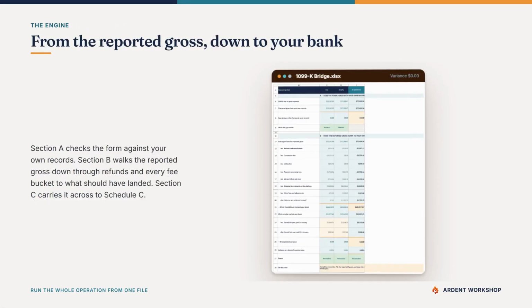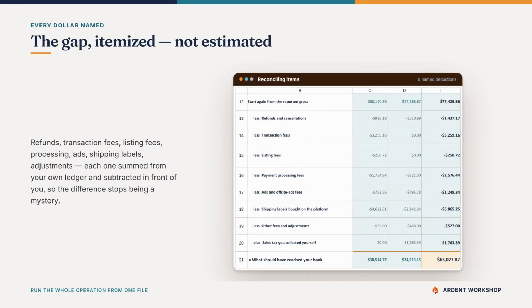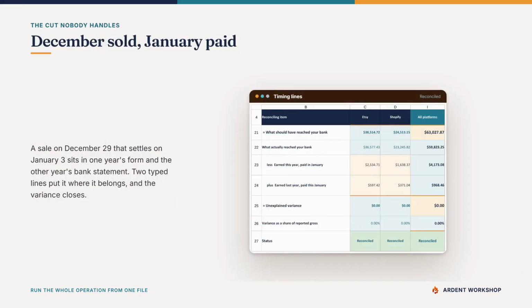The Bridge tab takes that gross number from Box 1A and walks it down line by line to what should have actually landed in your account. Every dollar in between gets named: refunds, marketplace fees, payment processing fees, shipping labels, each one pulled from your own ledger, not estimated. A sale in late December that doesn't pay out until January sits in one year's 1099-K and the next year's bank statement. Two typed lines put it exactly where it belongs.